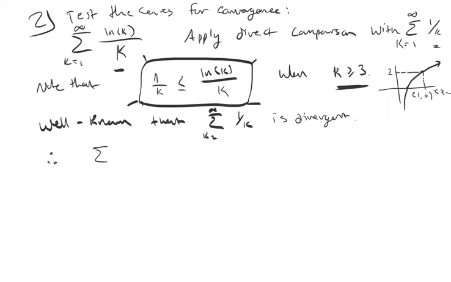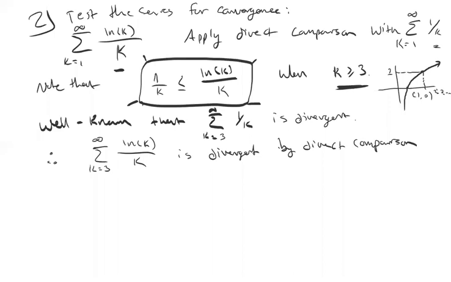and just to be overly pedantic, I'm actually going to change the index here to 3. While it is true for k equals 1, since we're doing comparison, let's just line the indices up so we don't have anything else to worry about. So the sum k equals 3 to infinity of log k over k is divergent by direct comparison with the harmonic series.